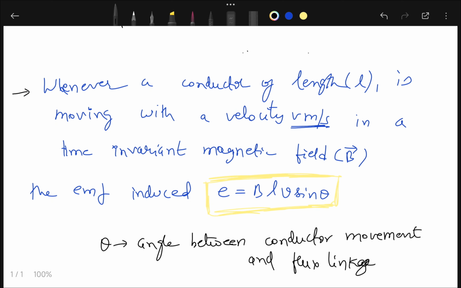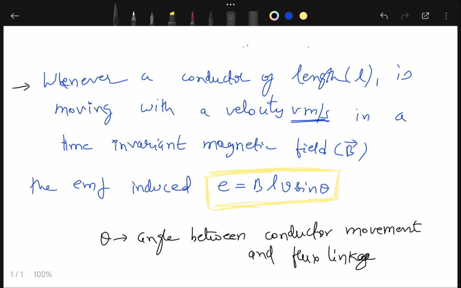Let us say a conductor of length L is moving with a velocity V inside a time invariant magnetic field denoted by the flux density B bar. So the total amount of EMF induced in this case is E equals BLV sin theta.